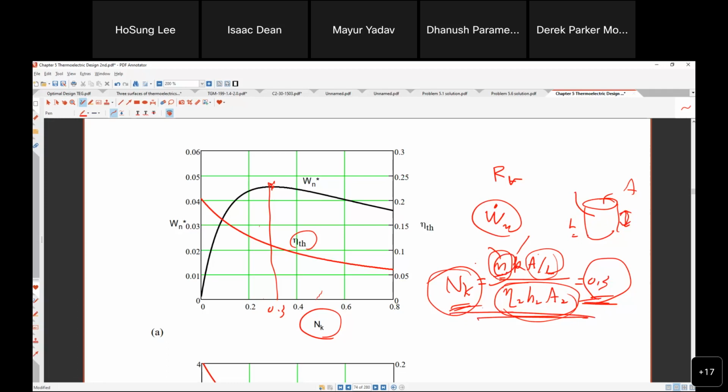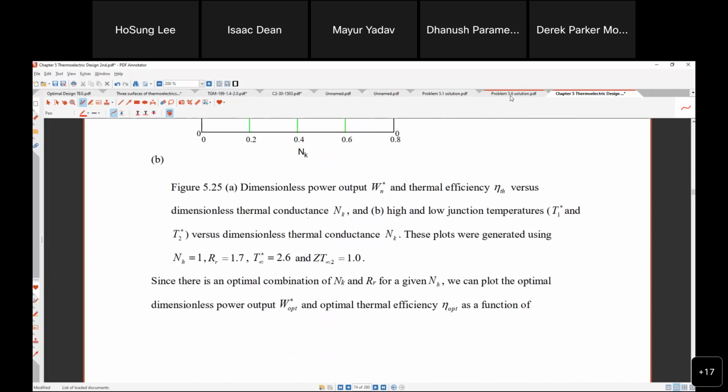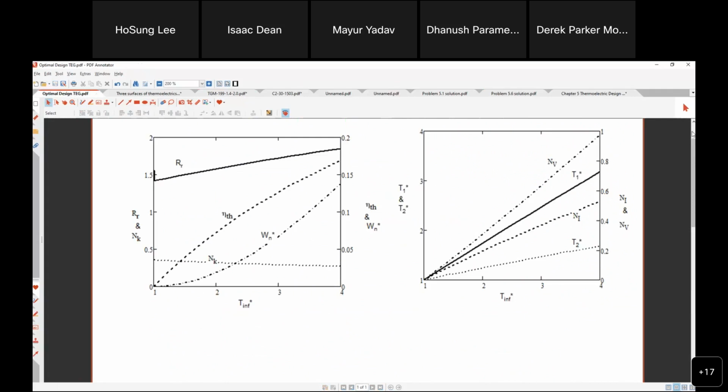Let me move on. This is what I found, and this is optimal: T infinity. Once I have T infinity, whatever 2, whatever 3, then NK is about 0.4, efficiency is about 0.7, the power, and the ratio is about 1.5.